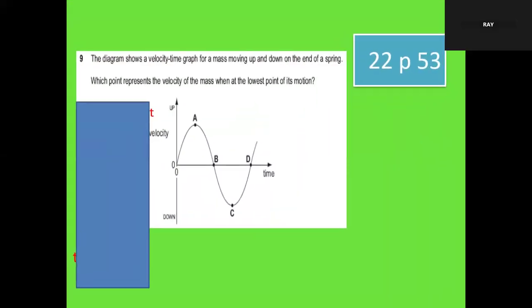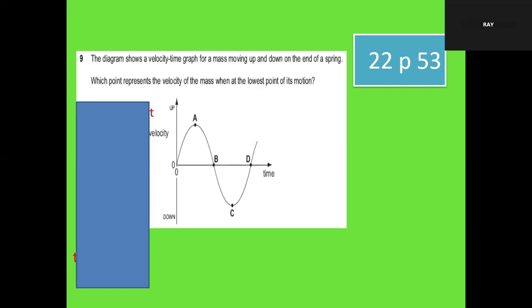Try this one. The diagram shows a velocity time graph of a mass moving up and down at the end of a spring. Each point represents the velocity of the mass at its lowest point of its motion. This one is simple harmonic motion.